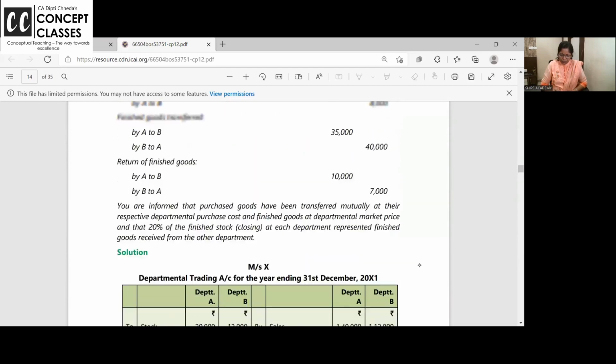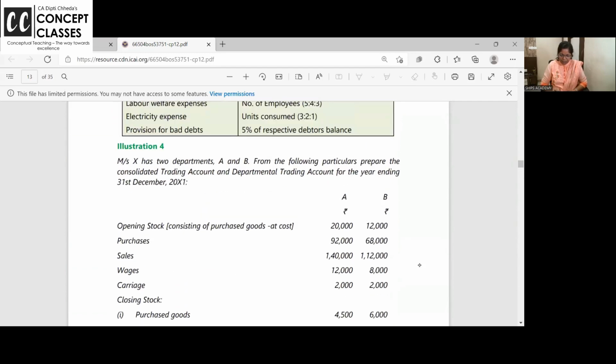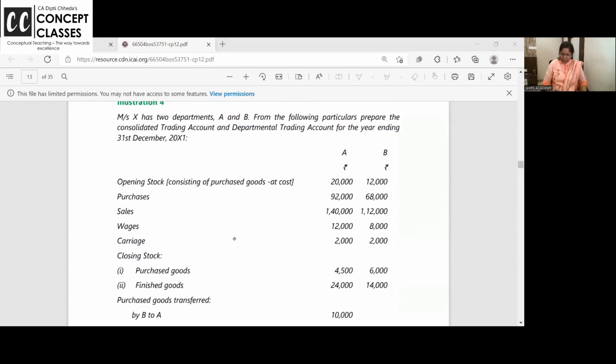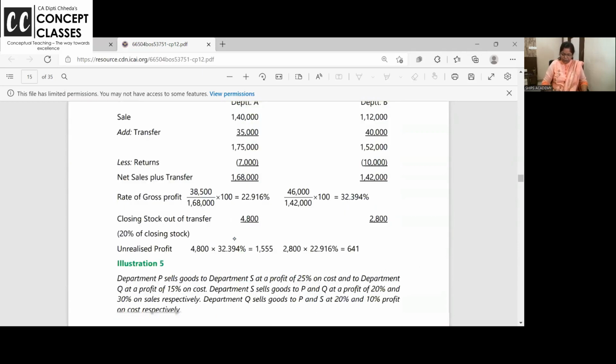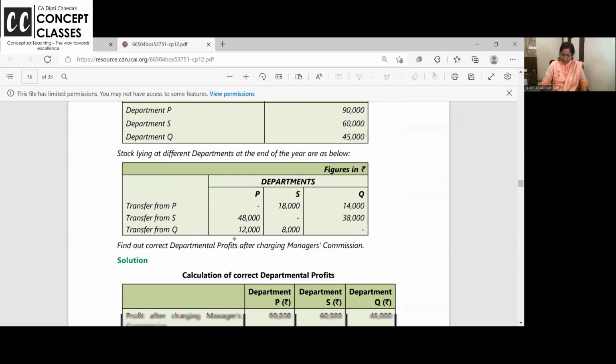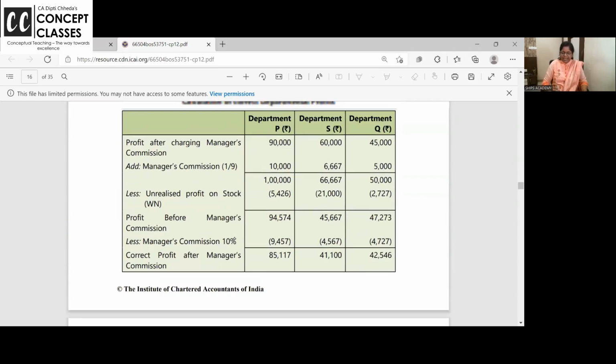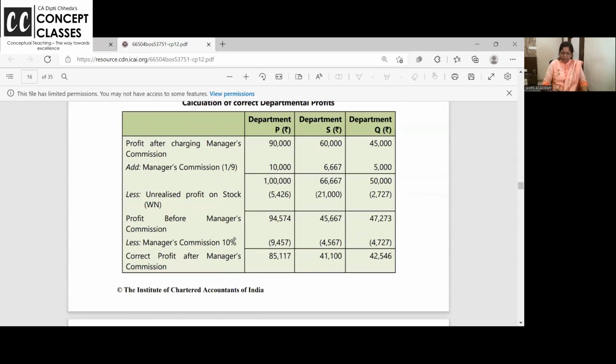देखो यही रहा वो problem number. Please mark it important. Fourth. Just now I told you, no, purchased goods transferred and so on. This is that manager's problem. Profit after charging manager's commission.